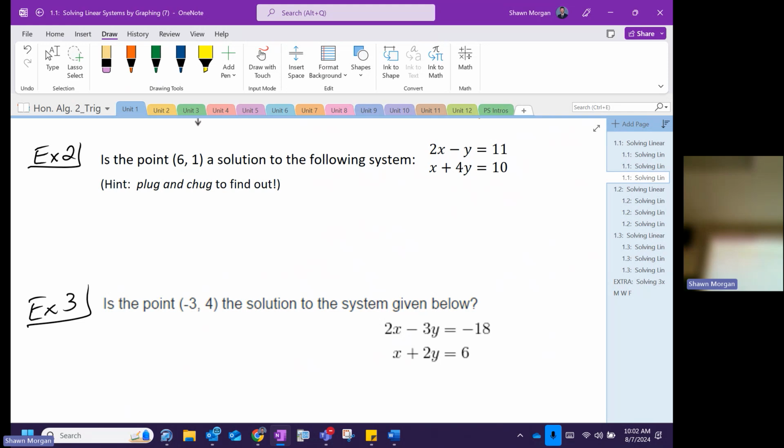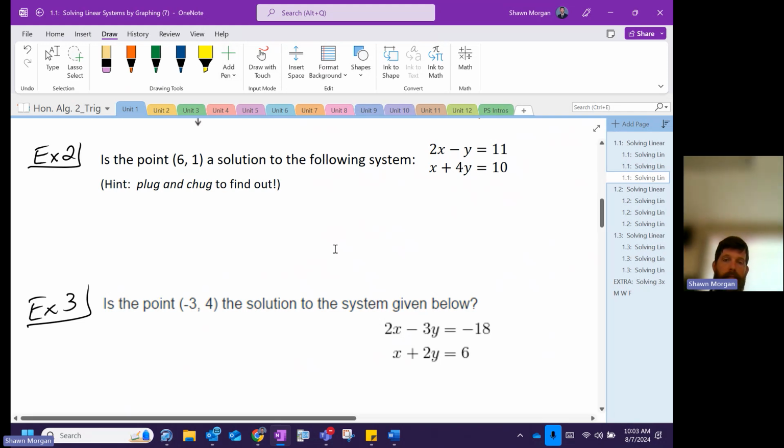Plug in what for what? Look at Finley helping out like a big boy. Yeah, Finley. All right, so you would plug in 6 for X and 1 for Y. Where? In the equation. Both equations. Good. We've got to make sure that when we plug in, we get a true statement in both. Okay? And so you could do that.